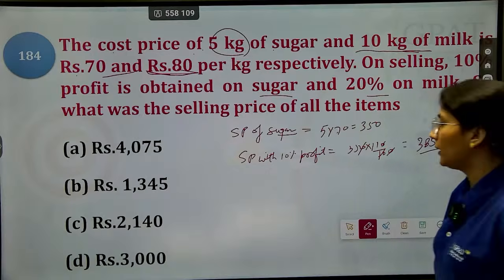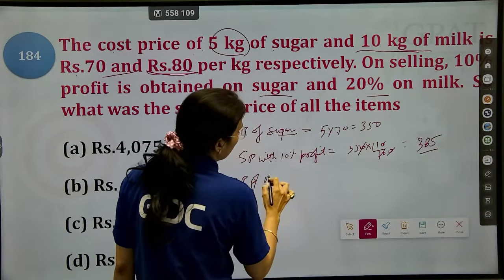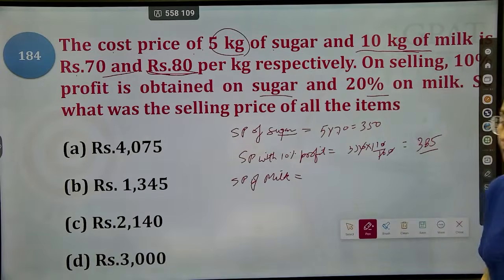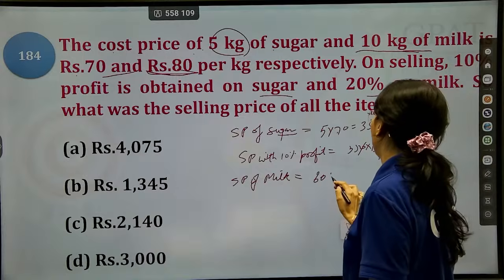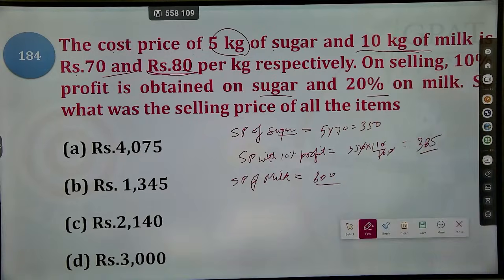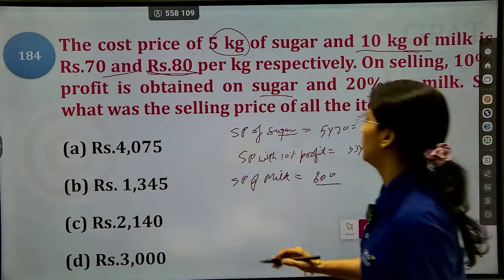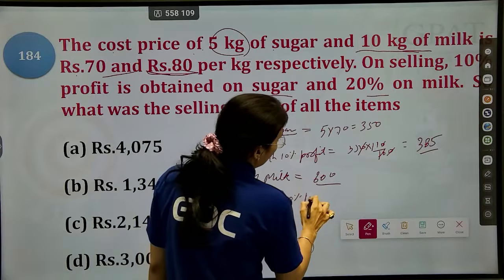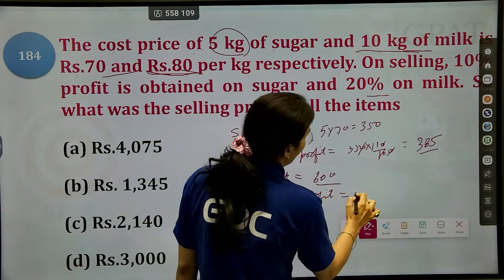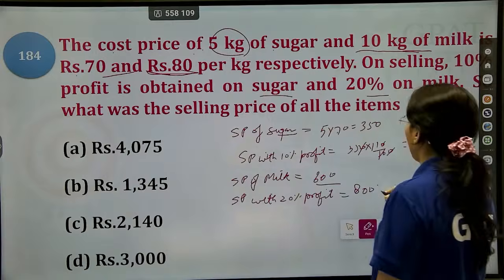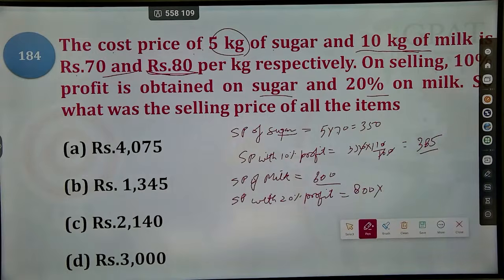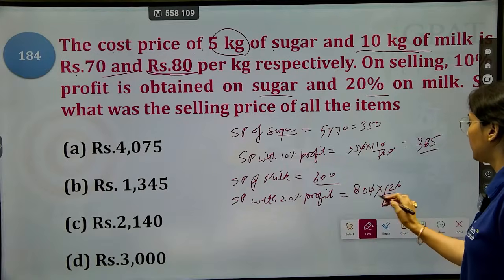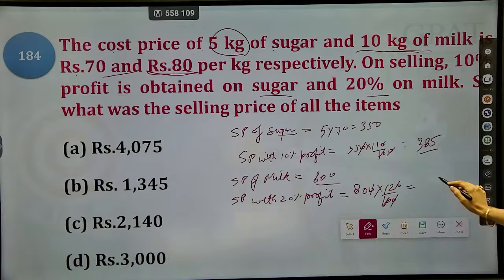Similarly, we find the SP of milk. So the cost of milk is 10 multiply 80, that is 800. Now how much profit? That is 20%. SP with 20% profit, that is how much? That is 800 multiply 120 upon 100. So 0 cancel 0, so 12 times 80, that is 960.